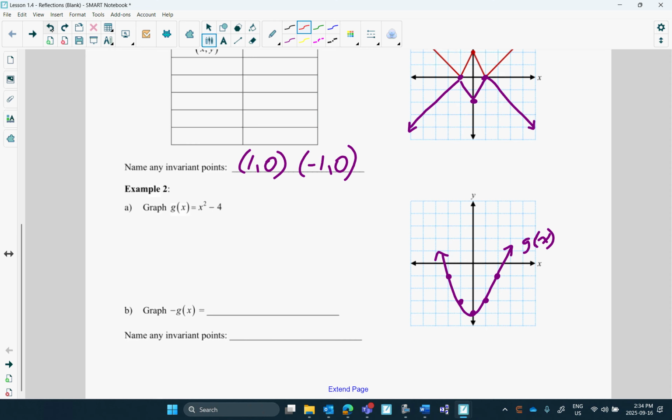So you flip vertically, or over the x-axis, and it looks like that. And that's negative g of x. Okay.